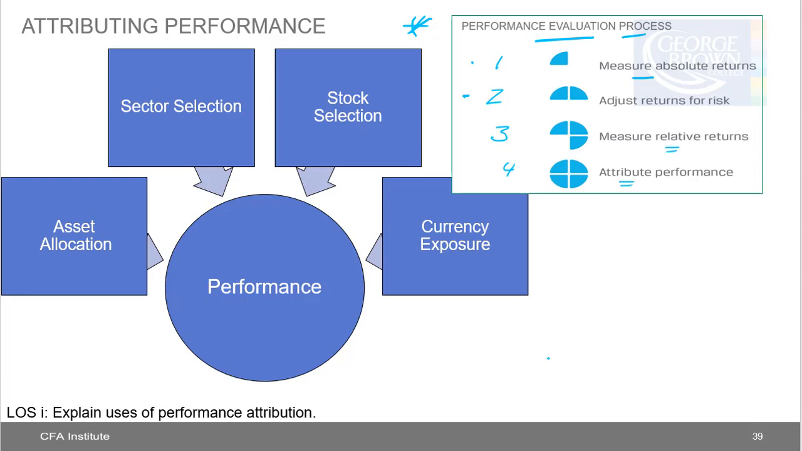Anyhow, the 3rd step is to then measure the relative returns. So we're measuring relative to the benchmark. We want to see whether we underperformed or outperformed the benchmark. And if we did outperform or underperform the benchmark, the final step is to attribute the performance. The performance of the fund, was it based on asset allocation, sector selection, stock selection, or currency exposure? So we'll compare the factors, those percentages and proportions of the fund versus the benchmarks. We'll decompose the returns, and we can see what the performance is attributed to.